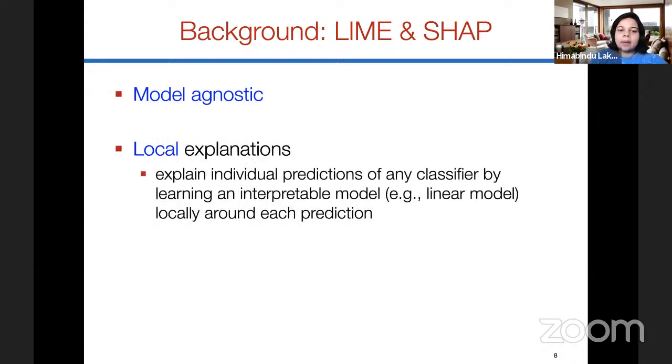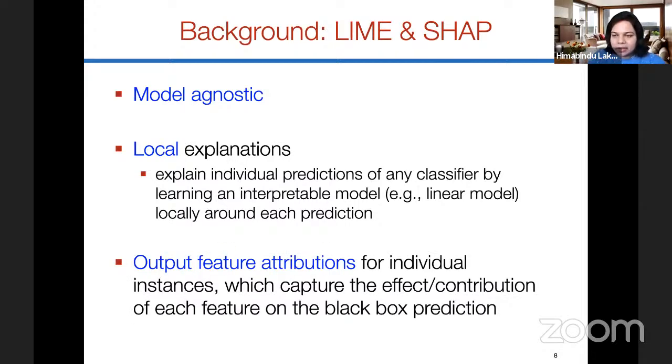So these methods are basically local explanation methods. They're model agnostic in the sense that they do not need to know the internal functional details of the underlying model. They can function with any model, and all they require is query access, right? So we should be able to input a point to these methods, or we should be able to have a black box model into which we can input a point and get a prediction. So all we need is that level of access to the model, and using that level of access, these methods can generate explanations. Now, both these methods output feature attributions for individual instances, which means think of it as the output feature importances, right? So the term feature attributions is being used, but that's roughly the same as feature importances, which capture the effect or contribution of each feature on the black box prediction.